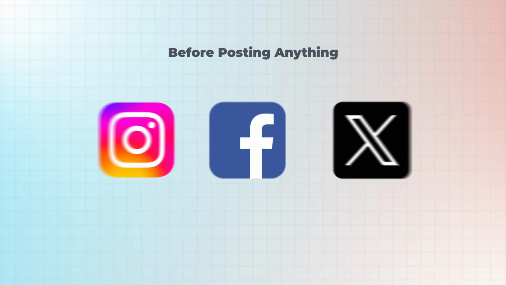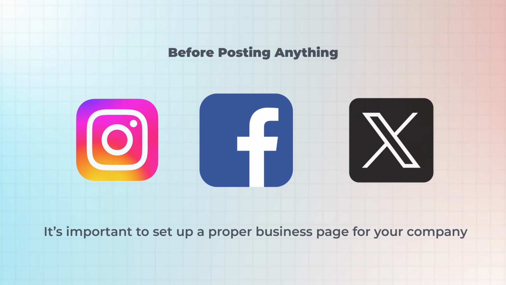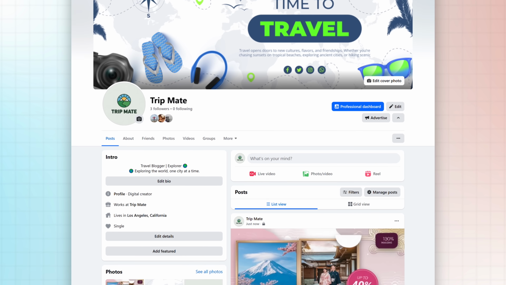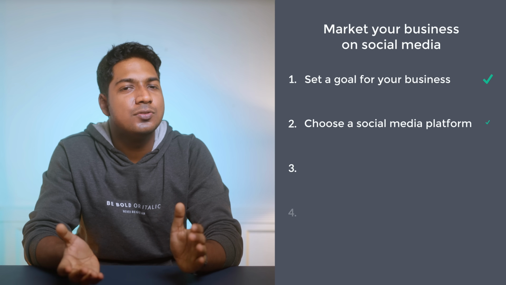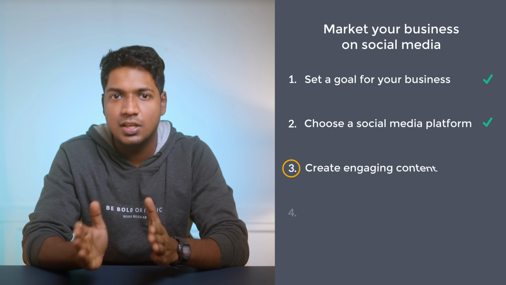Before posting anything on social media, it is important to set up a proper business page for your company. And I've chosen this, and this is the Facebook page that I've created for my business. Once you've chosen the social media platform, we can go to step 3, which is to create engaging content.